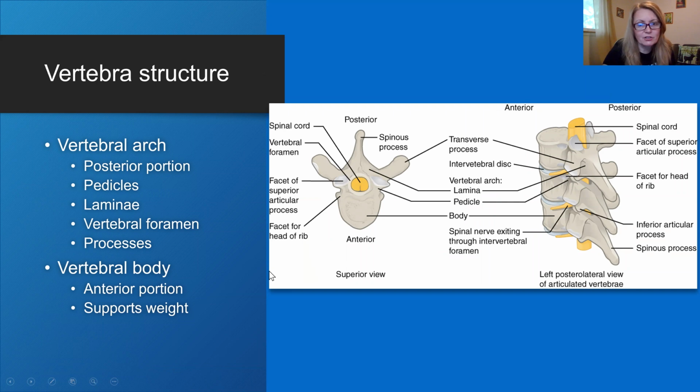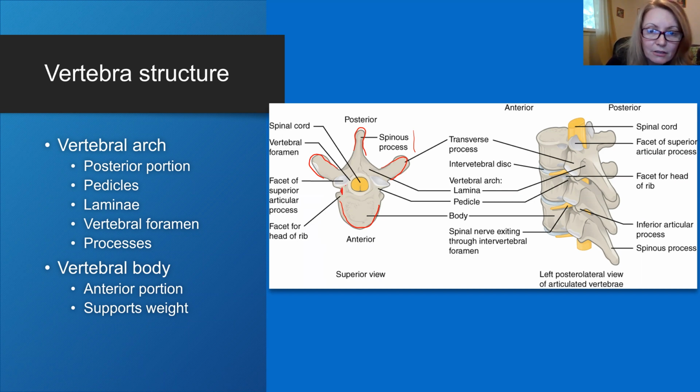Now, vertebral structure. So here we have a typical vertebra that has an anterior portion and a posterior portion. In the posterior portion, you have the spinous process, and this is what you can palpate. If you palpate your vertebral column, then you're palpating these spinous processes. It does have transverse processes. So here's another one, transverse processes.